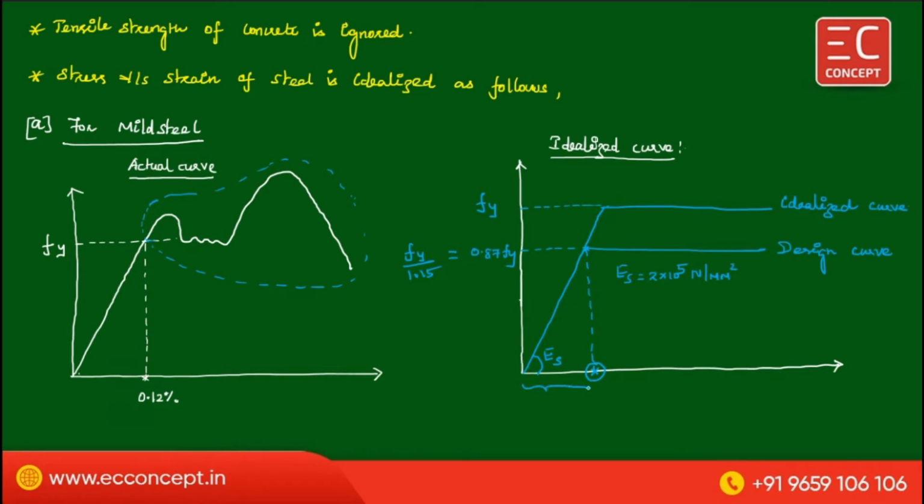At what strain are you getting this value? Now, we know that Young's modulus Es is equal to opposite side divided by adjacent side, which is the strain in steel in tension. Therefore, 0.87 into fy, for mild steel fy is 250, divided by Es. Therefore, strain in tension steel is equal to 0.00108. So this is the value, a very, very important examination question. So the strain in mild steel for our design as per IS 456-2000 is 0.00108. So this is important.